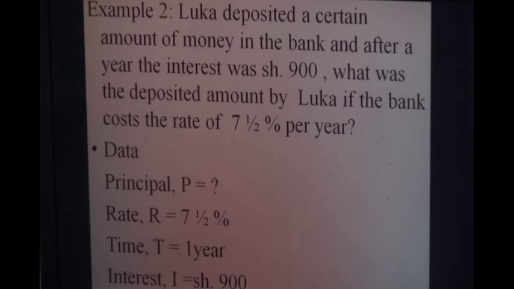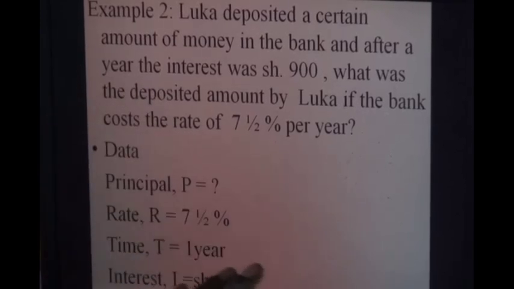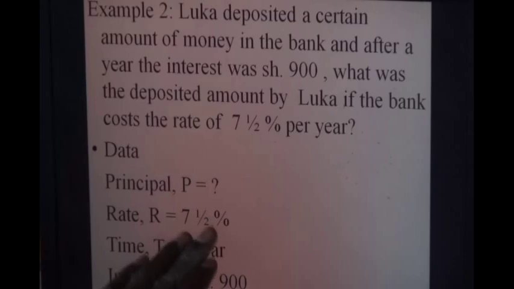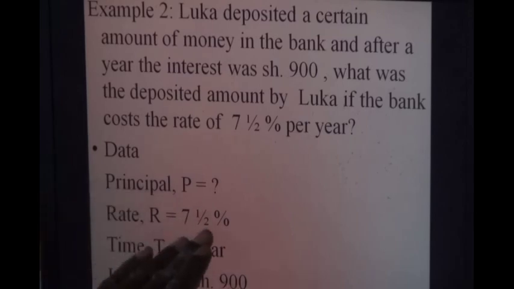And the time after a year, that is 1 year. So principal is not there. The rate is equal to 7.5%. Time is equal to 1 year. Interest, that is I, is equal to 900 shillings. So if that had been the case, we need to find out the principal. But the interest is 900, time is 1 year and rate is 7.5%, but principal is not there.